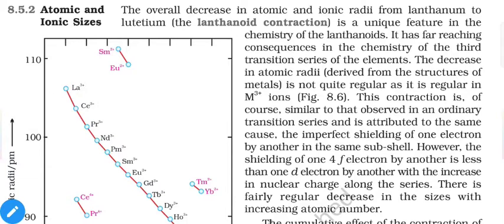The decrease in atomic radii is not quite regular, as it is regular in M3+ ions. This contraction is of course similar to that observed in the ordinary transition series and is attributed to the same cause, the imperfect shielding of one electron by another in the same subshell. However, the shielding of one 4f electron by another is less than that of d orbitals, with the increase in the nuclear charge along the series. There is a fairly regular decrease in the size with increasing atomic number.